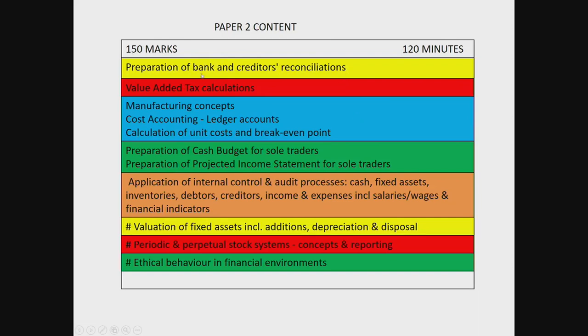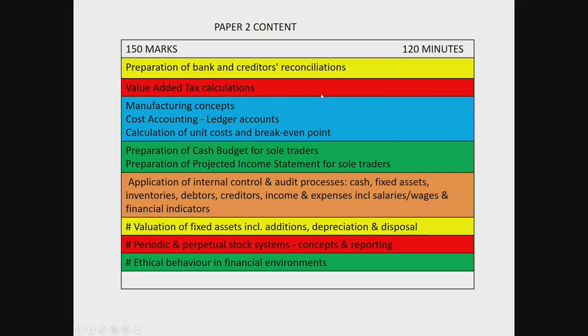We'll be having bank reconciliation. We have creditors reconciliation. The creditors reconciliation could be with the creditors list, or the creditors reconciliation could be with the creditors statement. We will be having value-added tax calculations. Remember, the new standard rate is now 15%. It has changed from the 1st of April 2018 from 14% to 15%. So make sure that the question says the standard rate, because then the figures will be friendly for either the 15%.